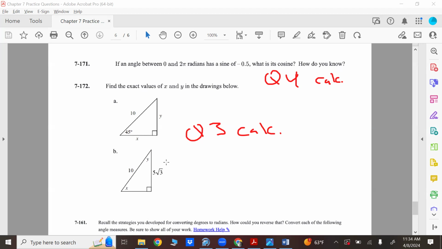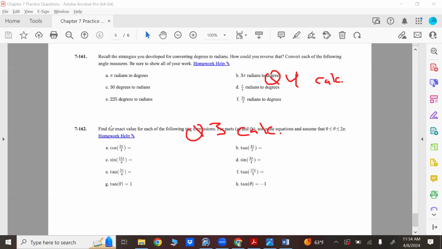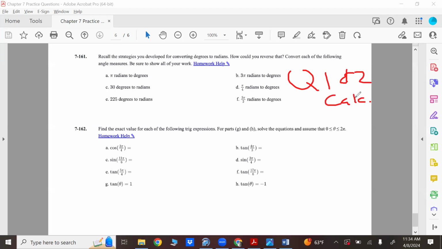It could be, or it could also be positive 3 over 2. Yeah, could be the one. Here, all these questions combined are like questions 1 and 2 in the calculator portion, and this would be like question 3 in the non-calc.